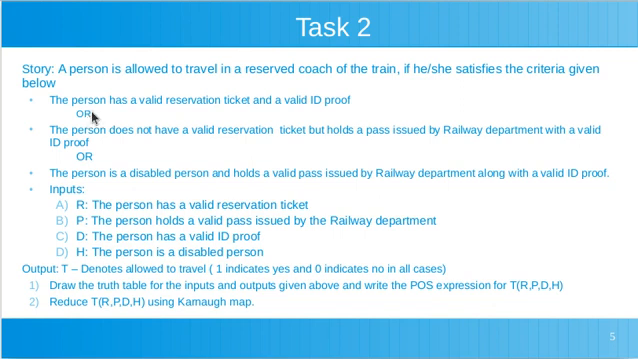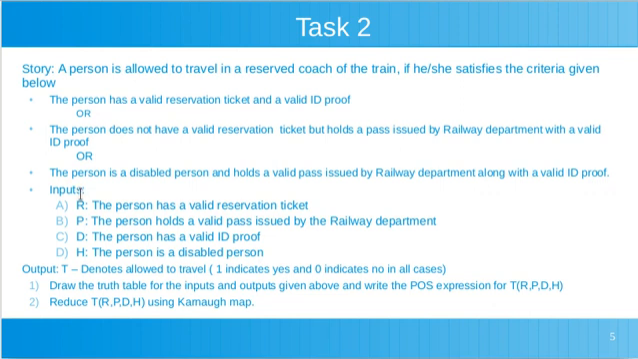The task is: the story is, a person is allowed to travel in a reserved coach of the train if he or she satisfies the criteria given below. What are the criteria? The person has a valid reservation ticket and a valid ID proof, or the person doesn't have a valid reservation ticket but holds a pass issued by the railway department with a valid ID proof, or the person is a disabled person and holds a valid pass issued by the railway department along with a valid ID proof.